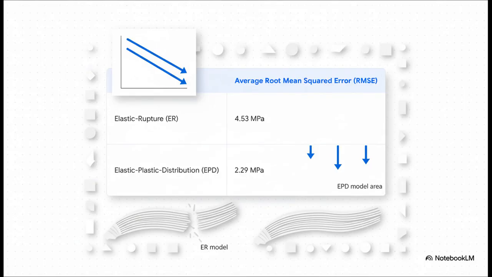And the numbers back this up, big time. You're looking at a measure of error here. Basically, how far off the model's predictions are from reality. The old ER model had an average error of about 4.5. The new EPD model, just 2.29. It slashed the error by almost half. This isn't just a minor tweak. It's a fundamentally better description of what's actually happening inside a tendon.